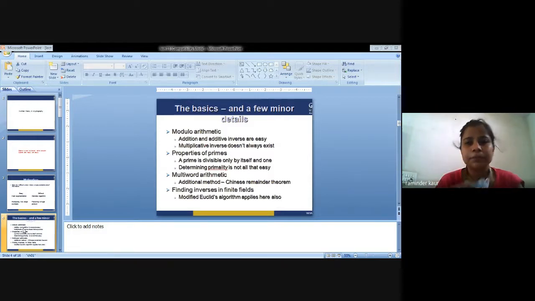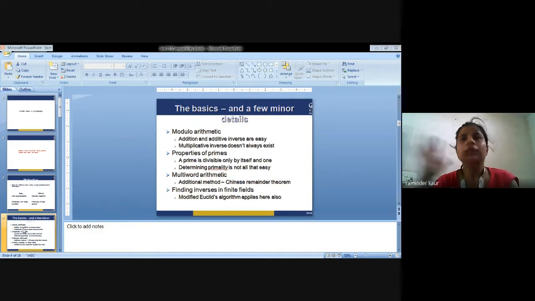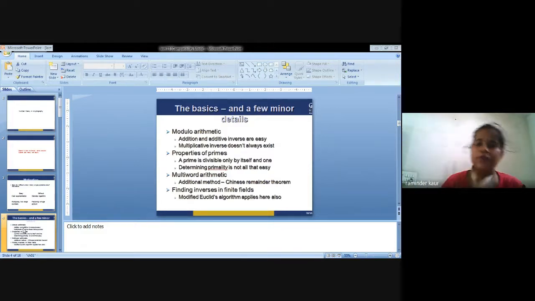Next is finding inverse in the finite field. Finite field means the fields that I can count easily. The field is finite, as the name implies. Finite means something that is countable, not beyond the scope of our counting. So for finding the inverse in finite fields, the modified Euclid algorithm is applied here also. If you remember, we have discussed the Euclid algorithm as well.